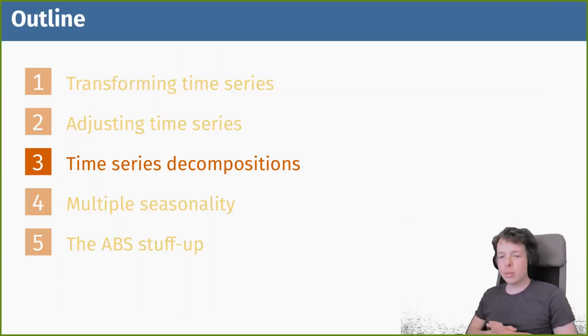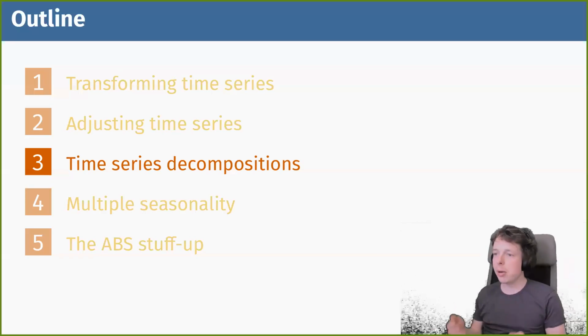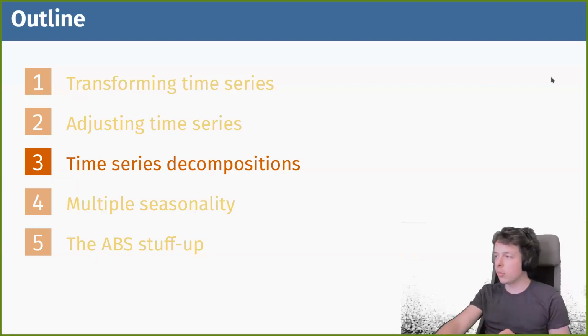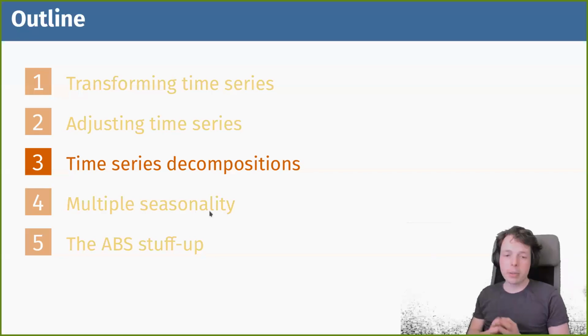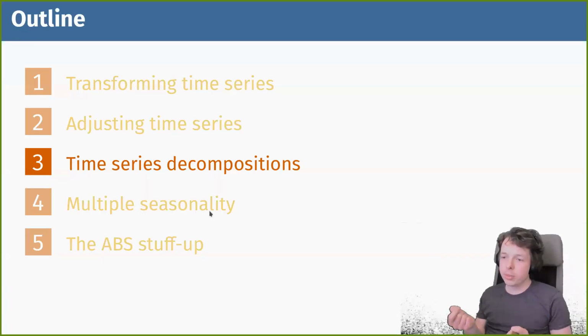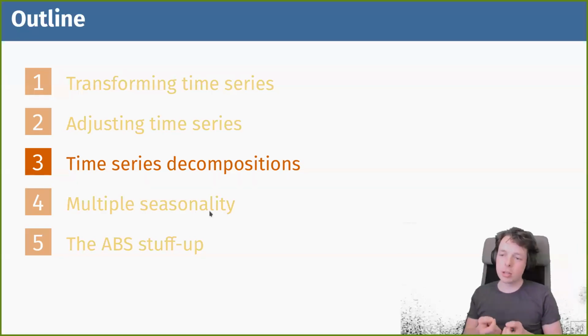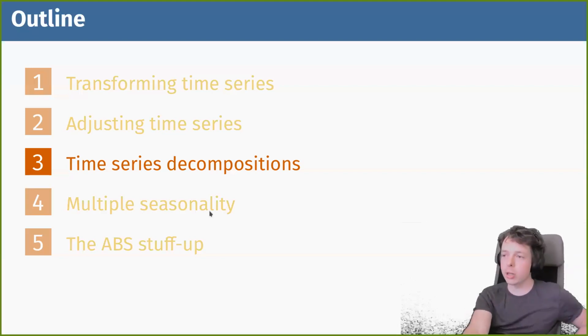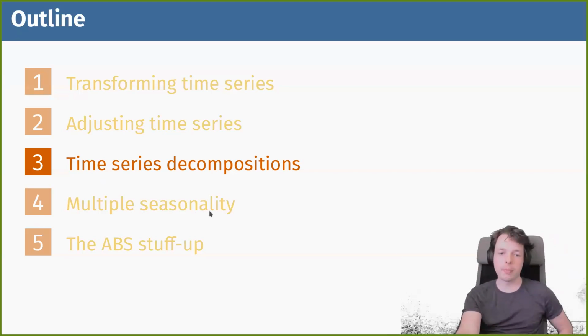Okay, let's now think about a different way that we might adjust our time series. And this involves splitting up the time series into its parts. We've talked about the patterns of trend and seasonality, but we've been able to look at that only with a single plot, with a single line. But it's actually possible to split apart the trend separately from the seasonality, which makes it much easier to look at. This process is known as time series decomposition.